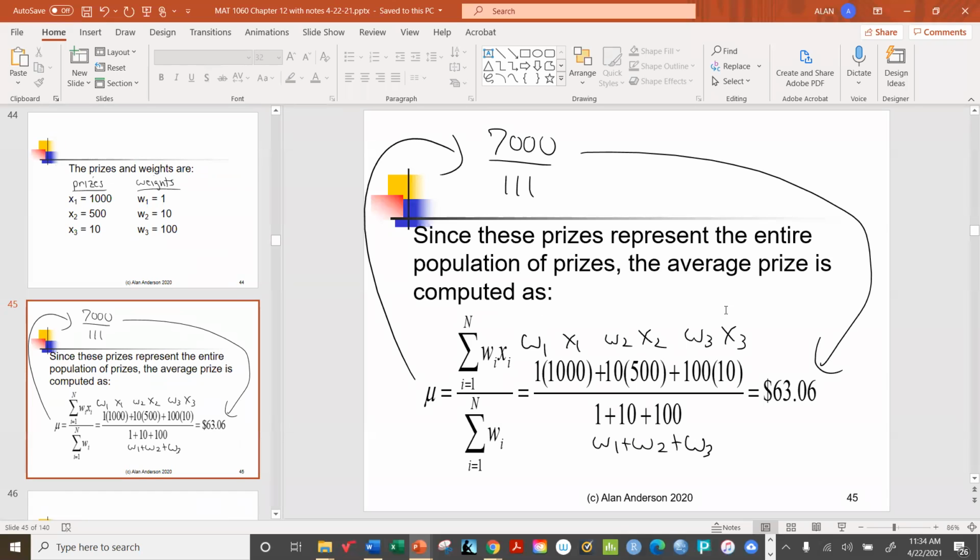So remember, the weights are basically frequencies. And then when we did our calculations, we discovered that the mean is 6,306. And so, of course, it's much closer to the $10 prize than the $1,000, because there are so many $10 prizes.